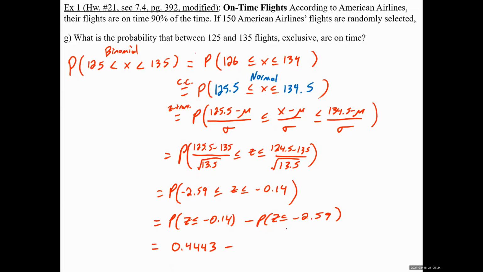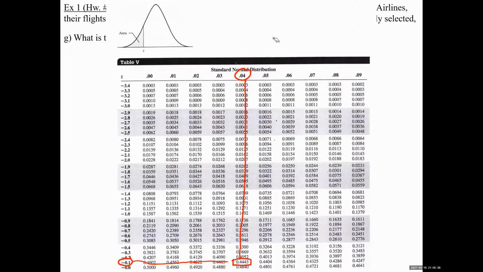Okay, so to look up the other one, we have to look up negative 2.59. Again, on the negative side of the Z table. So now we're looking for negative 2.59. Okay, so negative 2.5 is here. The last digit is here. And you go like this and like that. And the number is 0.0048.